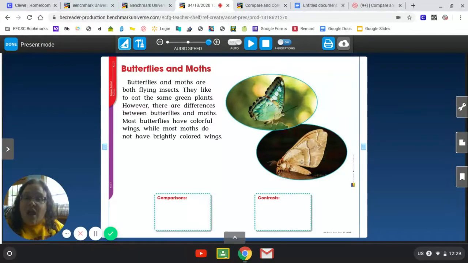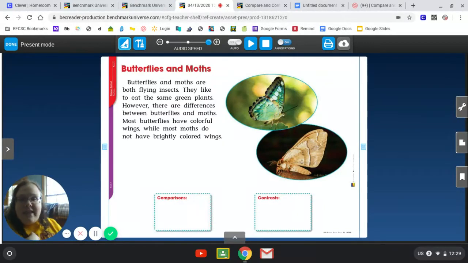Butterflies and moths are both flying insects. They like to eat the same green plants. All right, from the title and photos, I know this passage is about butterflies and moths. I will pay close attention to any detail about butterflies and moths. So in those first two sentences, I read two very important details about butterflies and moths. They're flying insects and they eat green plants.